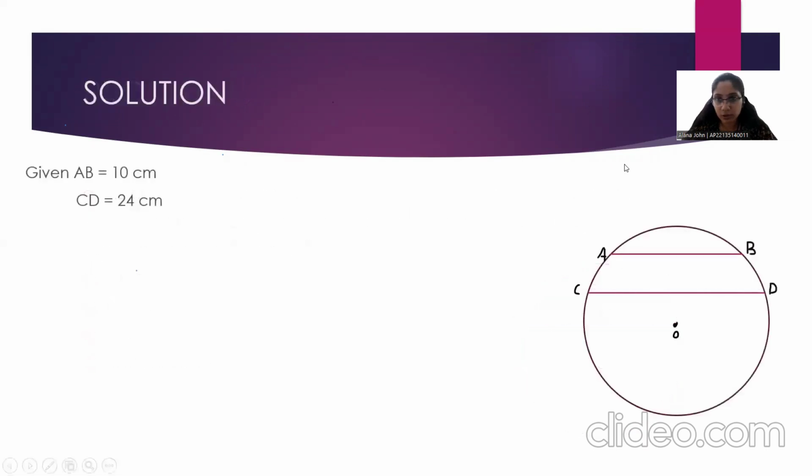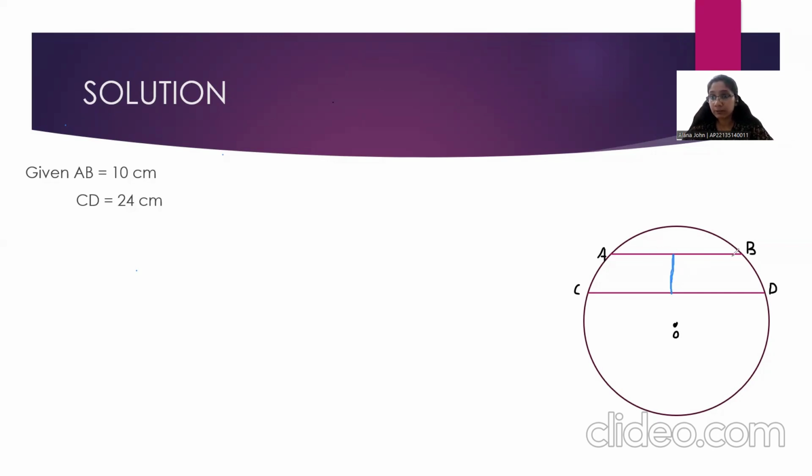So here is the solution. I have taken the two parallel chords AB and CD, which are on the same side of the center of the circle. And the given information is that AB is 10 centimeter and CD is 24 centimeter. Our problem is to find the length between these two chords, right? How can we find this length? There is no formula or theorem to directly find the distance between two chords, right?